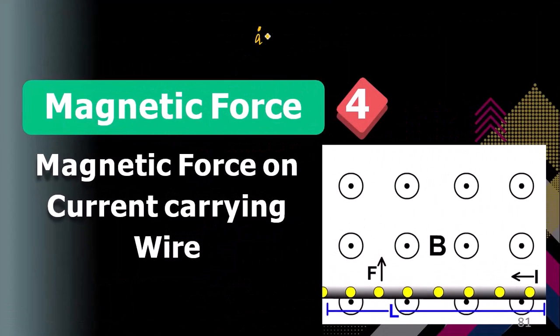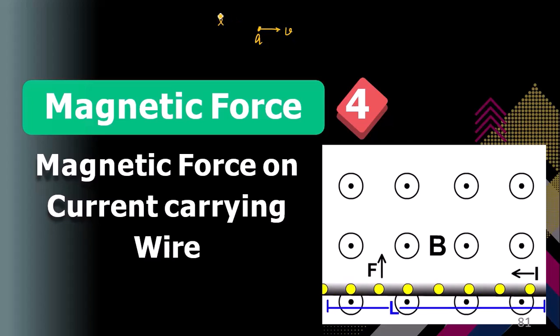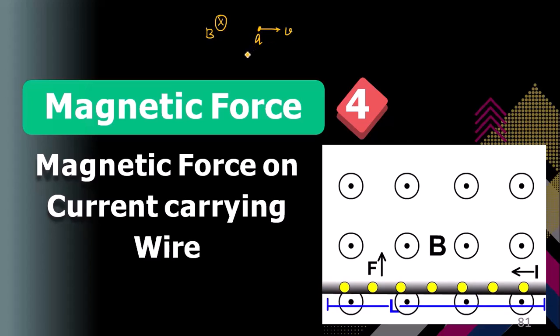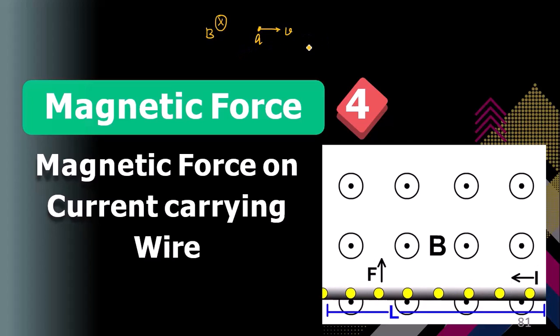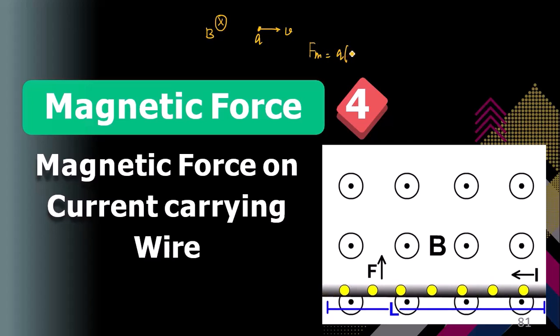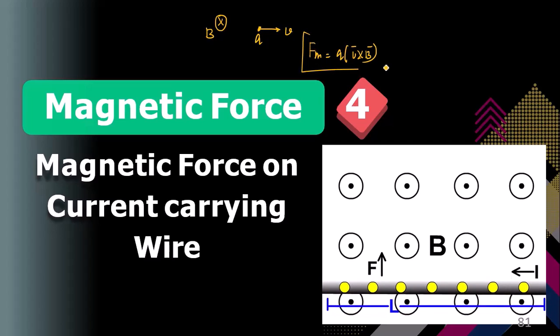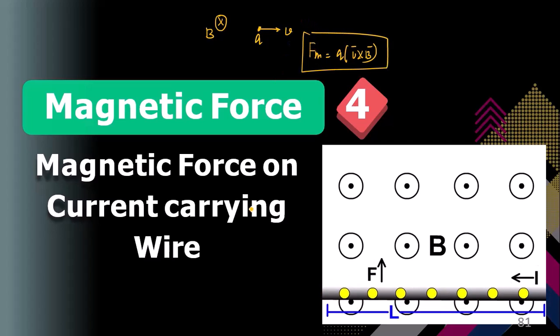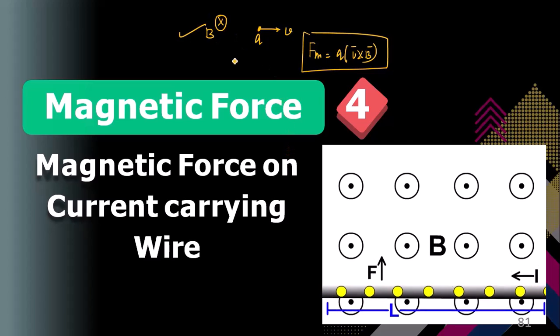If a charged particle has charge q, moving with velocity v in the presence of a magnetic field B, this charged particle will experience a force. What is the force? That is the magnetic force Fm, which equals q into v vector cross B vector. This is the force on the charged particle when it is moving under the presence of an external magnetic field. The external magnetic field was there, and because of it the force on the charged particle is this.